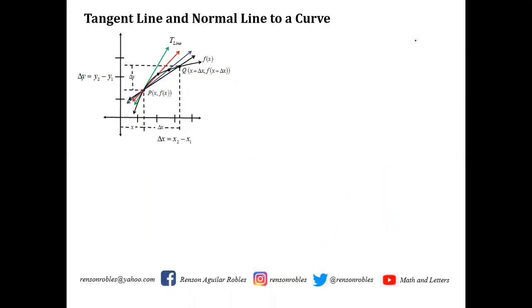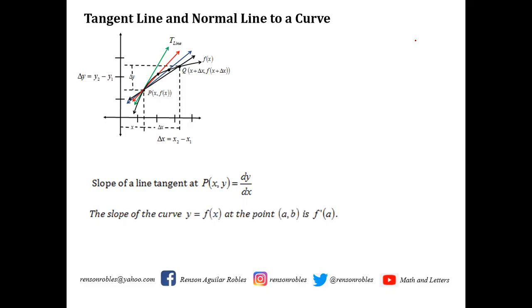In one of my videos, I showed you how the derivative of a given function is described as the slope of a line tangent to it. And we say that the slope of a line tangent at a point (x, y) is given by dy/dx, and the slope of the curve y = f(x) at the point (a, b) is given by f'(a). And this point (a, b) is what we call the point of tangency.